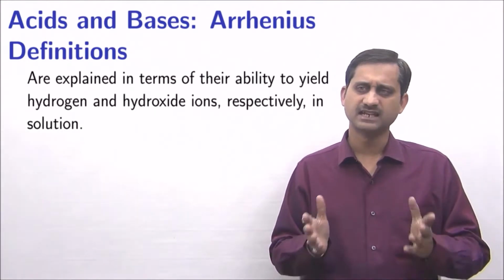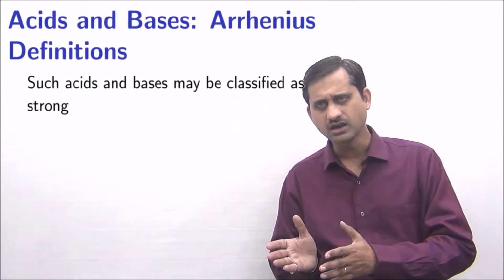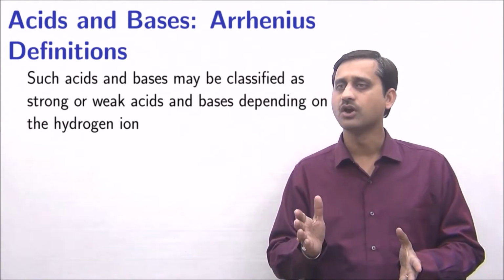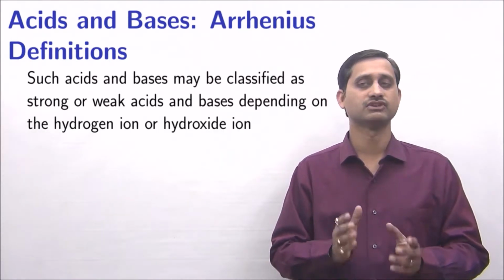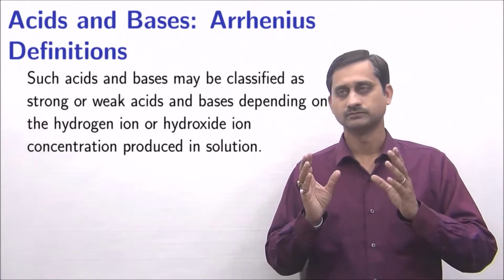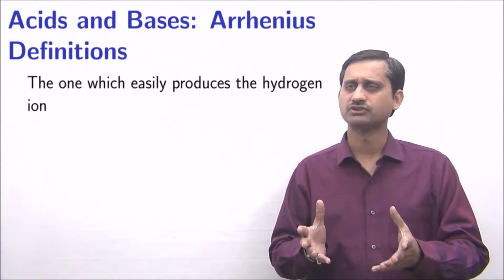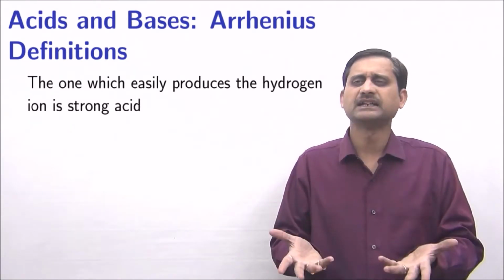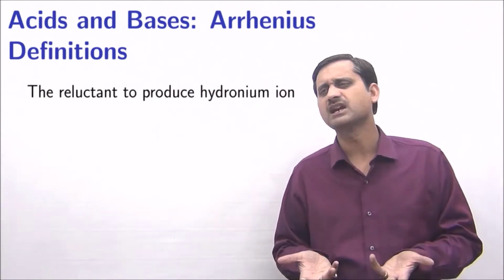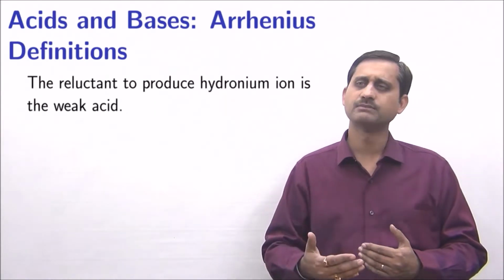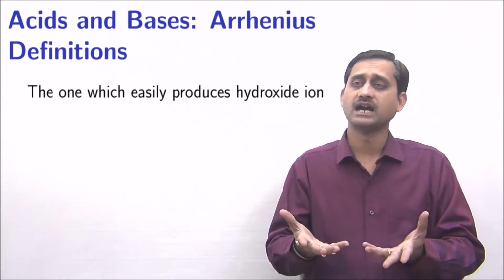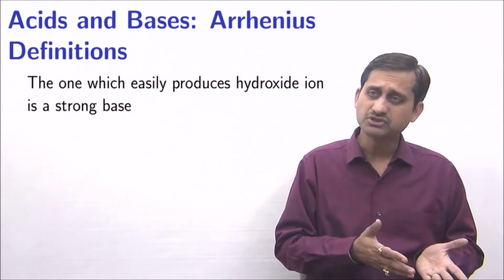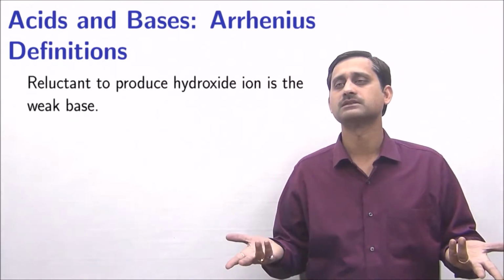Furthermore, such acids and bases may be classified as strong or weak acids and bases depending on the hydrogen ion or hydroxide ion concentration produced in the solution. The one which easily produces hydrogen ion would be a strong acid. The one which reluctantly produces the hydrogen ion would be a weak acid. In the same manner, if a hydroxide produces the hydroxide ion very easily, it's a strong base. If it is reluctant to produce the hydroxide ion, it's a weak base.